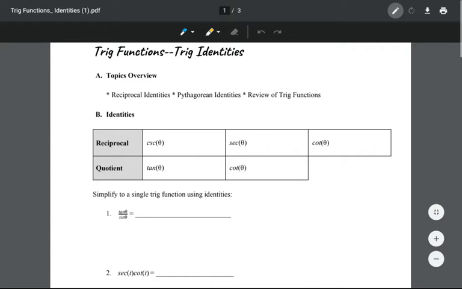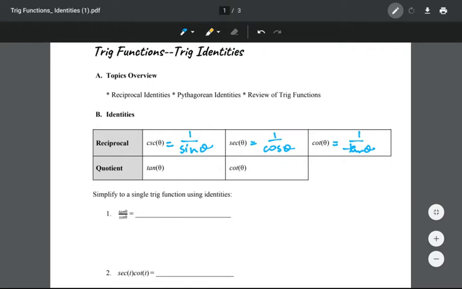Like I mentioned, these are a lot like the definitions. So I can go through these and just rewrite these as cosecant being the reciprocal, or 1 over sine theta. Secant is the reciprocal of cosine, so 1 over cosine theta. And I want to write cotangent as a reciprocal as well, and that would be 1 over tangent theta.